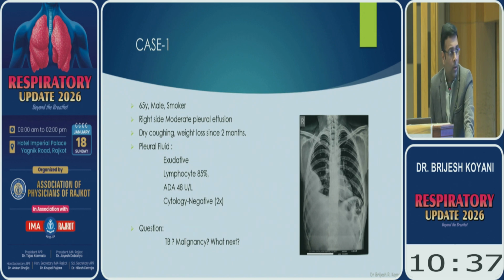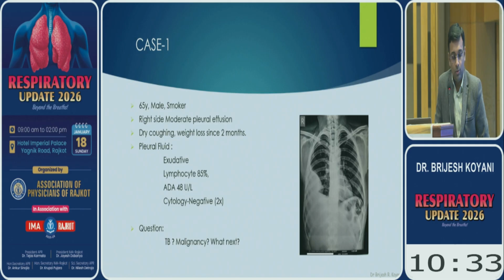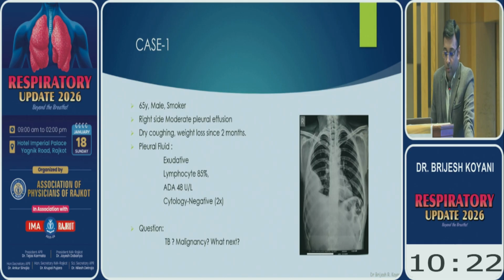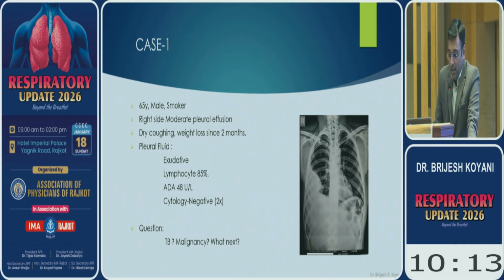Let's go with a few cases. Case 1: a 65-year-old male smoker. In the chest X-ray, you can see the right side; the patient had dry cough for the last 2 months with weight loss. We did the thoracentesis, and the pleural fluid analysis showed the fluid is exudative. Lymphocytes are 85, so it's lymphocytic. ADA is 48, so it's borderline elevated. We did the cytology, and it's negative in 2 samples. So the question is what to do next. Is it TB? Is it malignancy?